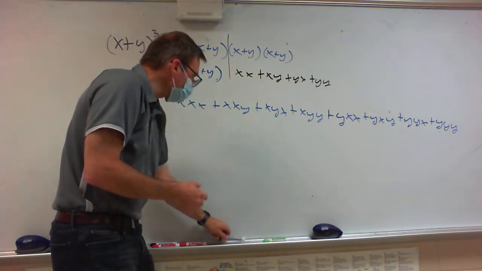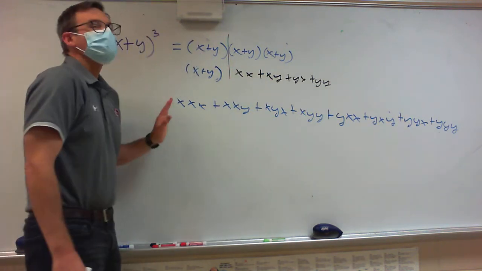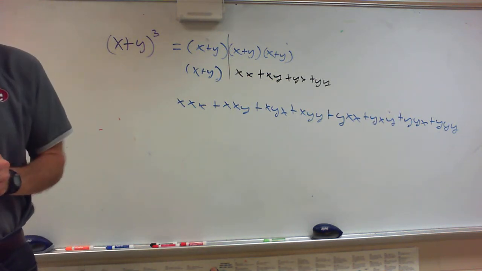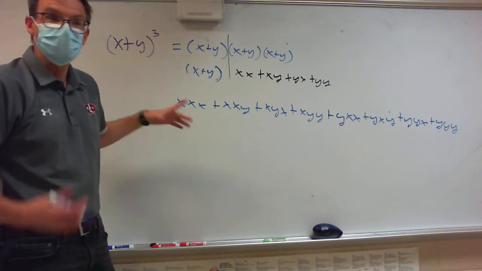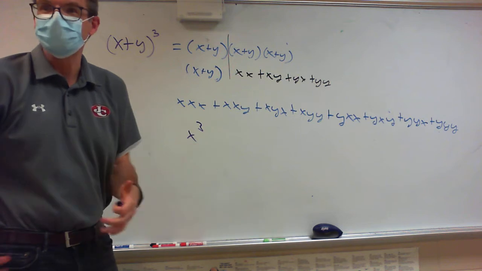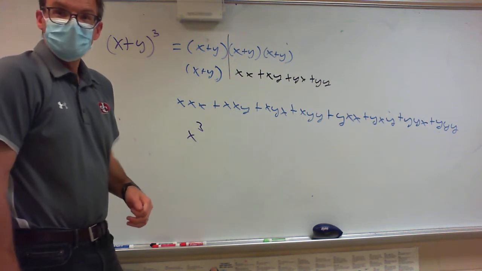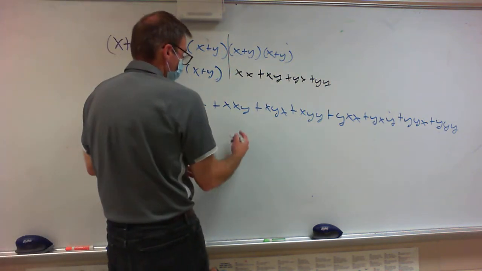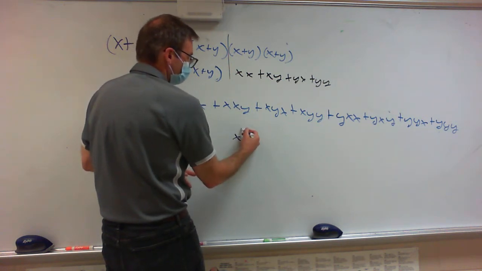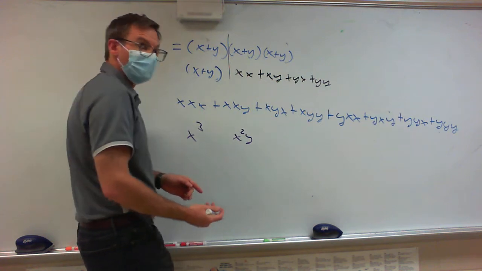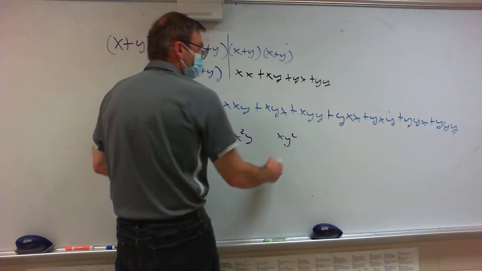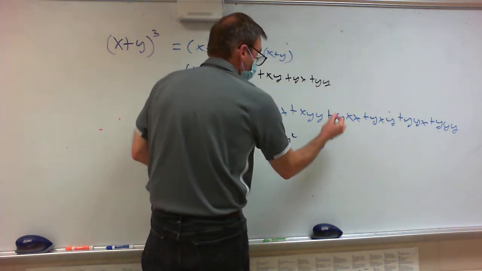And what I'm interested in is, are there any terms that only have x's? How many terms only have x's? Does everybody see this is the only one that has x's? And so we're going to simplify this, and I'm going to say that this is x cubed, because that's how sane people write that. And the next thing I have is 2 x's and 1 y, so that's going to give us x squared y. And my next term is going to be 1 x and 2 y's, and then my last term is going to be all 3 y's.